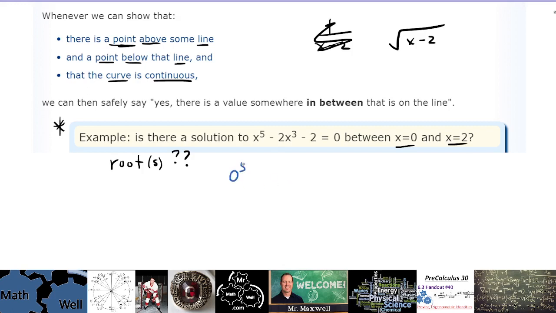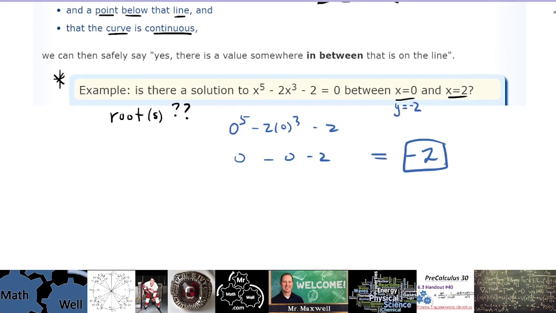So 0 to the 5 minus 2 times 0 cubed minus 2. Let's see what this is. That's 0 minus 0 minus 2, so that's equal to negative 2. So x equals 0, you could say that y equals negative 2. So here's negative 2. At x equals 0, we have negative 2 as an intercept. Are you okay with that?